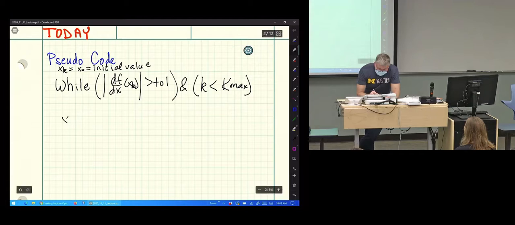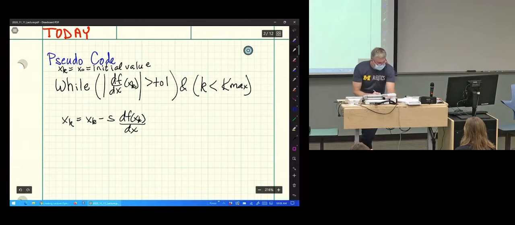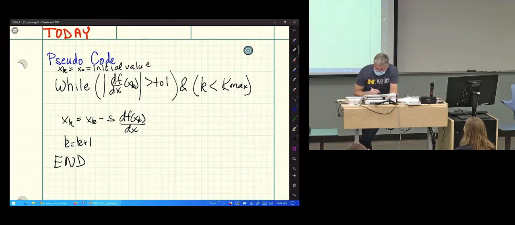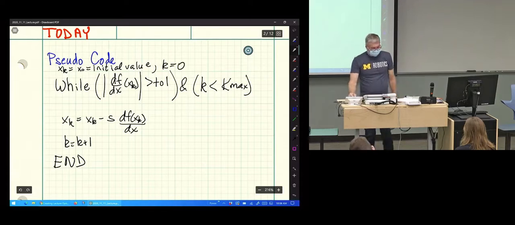And then we can update xk equals xk minus step size times df dx, k equals k plus 1, and then end, and then I realized that I didn't set k equal to 0, did I? Okay. And then it's up to you.